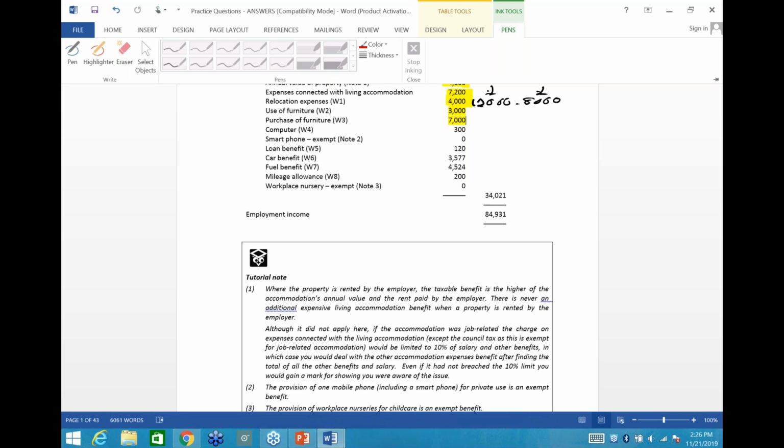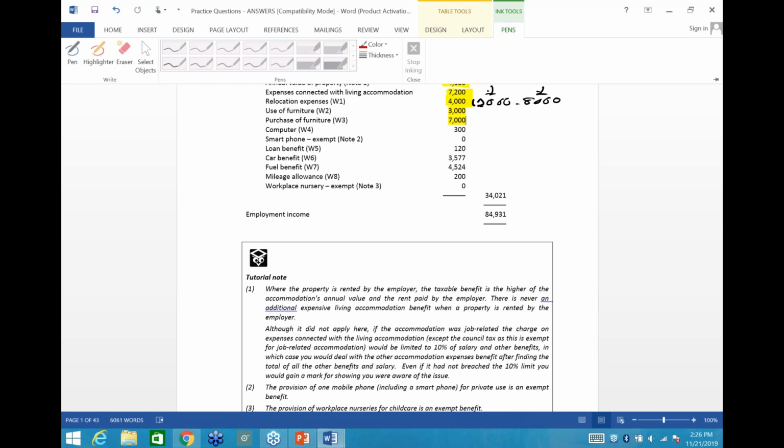So I am given two assets here. One is a laptop, the other one is a smartphone. Remember, if I am given a smartphone or any other phone, the first phone given to me is an exempt benefit on which I don't have to pay taxes. So I am given a smartphone for the first time. This is the first phone that I am given. If I am given a second phone, then I have to pay taxes on that. But the first phone is exempt from taxes. Therefore, it's an exempt benefit. So for the smartphone, I don't have to pay anything.